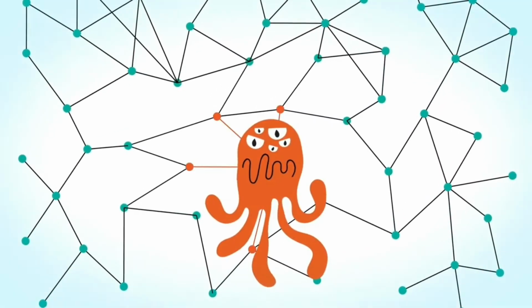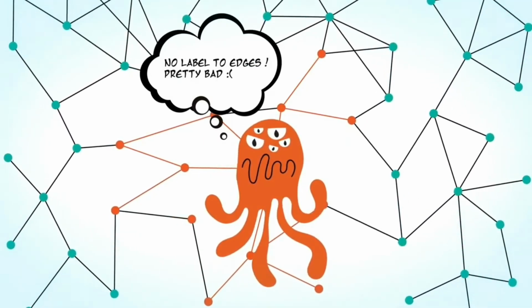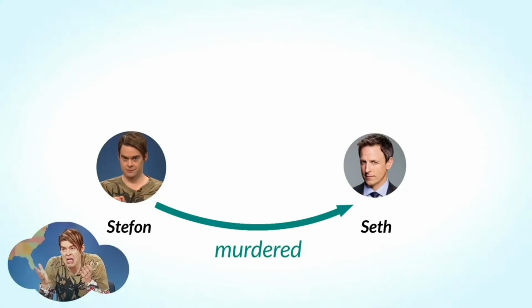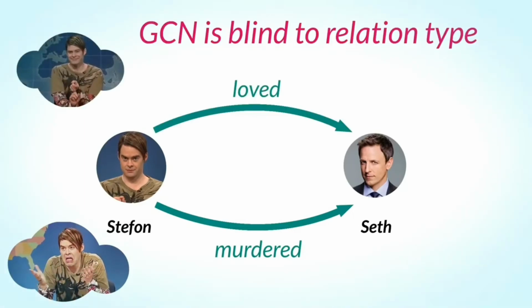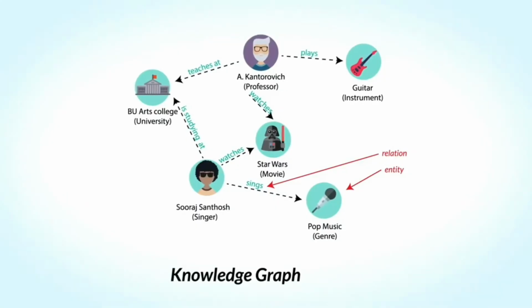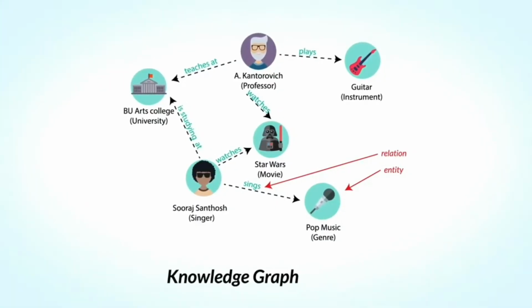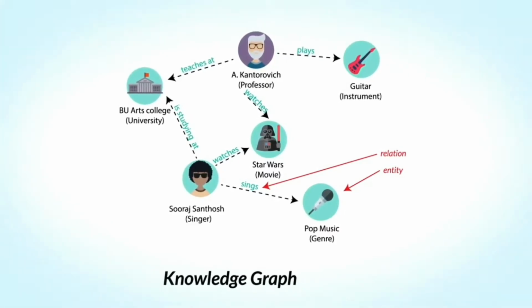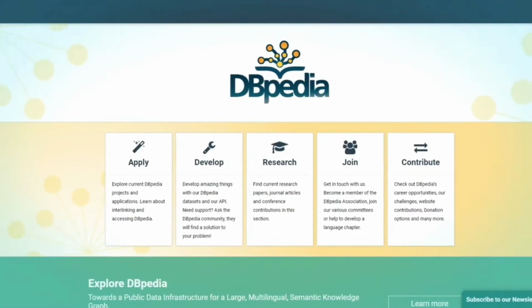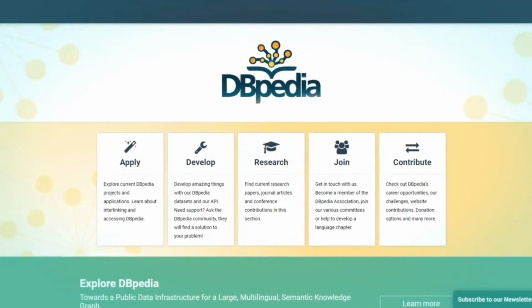But wait, all these graphs are undirected, with no regard given to the type of edge used. A murdered B is the same as A loved B. GCN is blind to this. But if we scrape data from the web, doesn't it have meaningful edges? And that's where knowledge graphs come into the picture. A knowledge graph is a directed graph with an edge as a relation. An edge is no longer neutral. DBpedia is one such knowledge graph corresponding to Wikipedia texts.